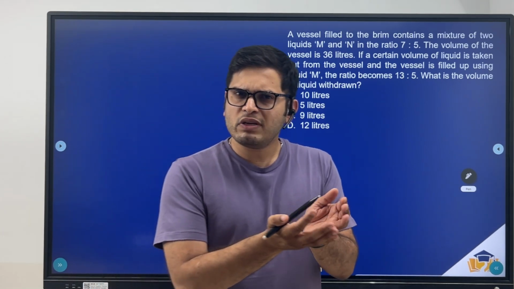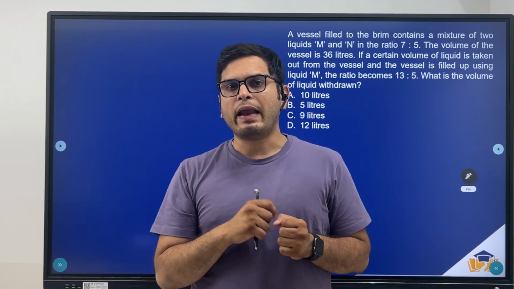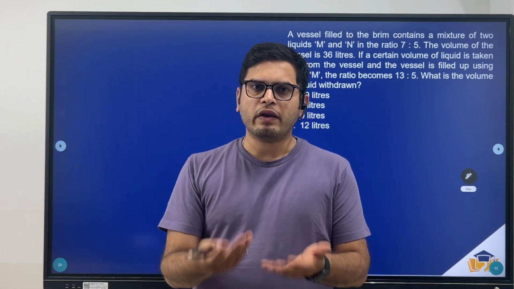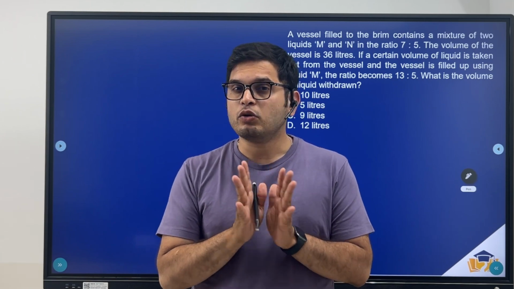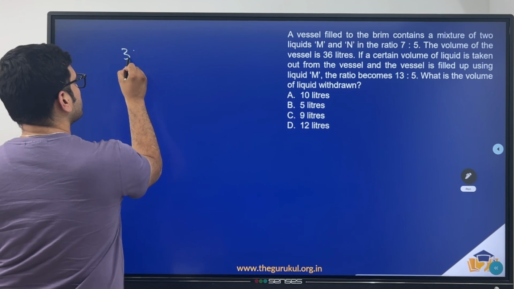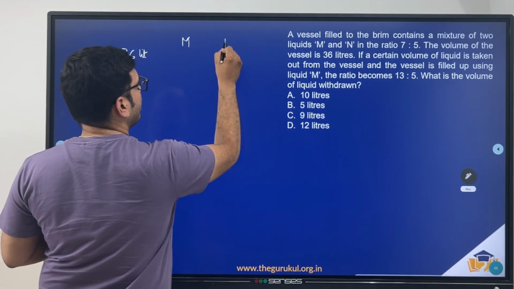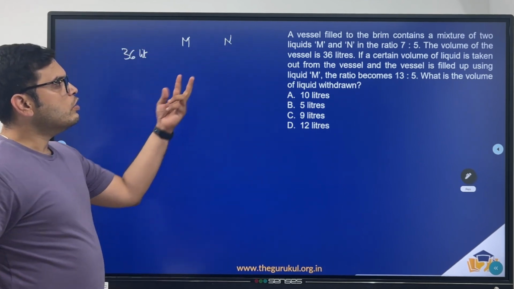So whenever you are removing some quantity of solution, and if you are replacing that with another mixture or another solution, there will not be any change in the total volume. So initially there were 36 liters of solution containing liquids M and N in the ratio 7 is to 5.